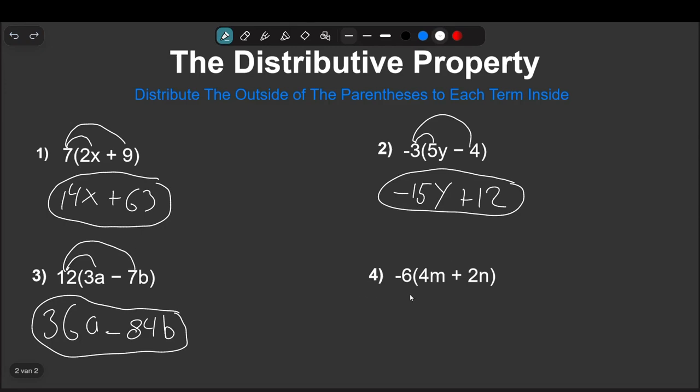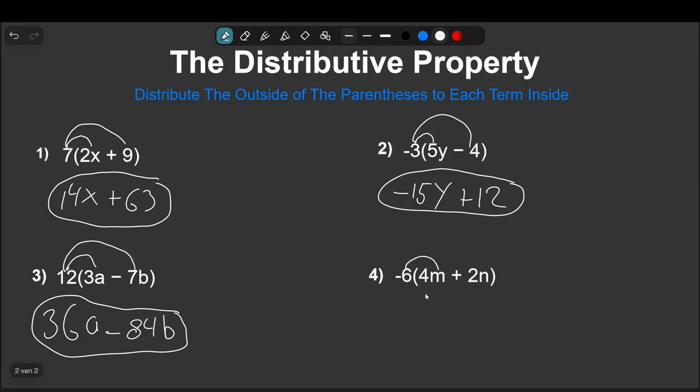Let's go over to example 4. This is our final example where we have minus 6 and then in parentheses 4m plus 2n. So we have a negative number here again and again two variables. So we just have to look out a little bit for that. So we can just start multiplying straight.